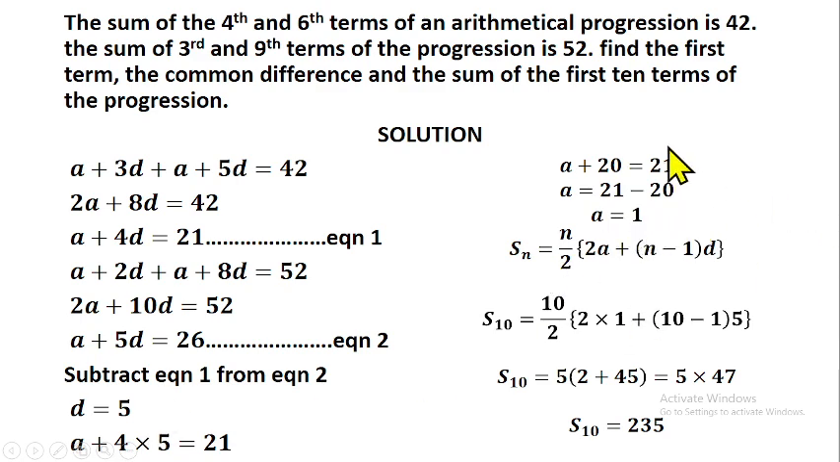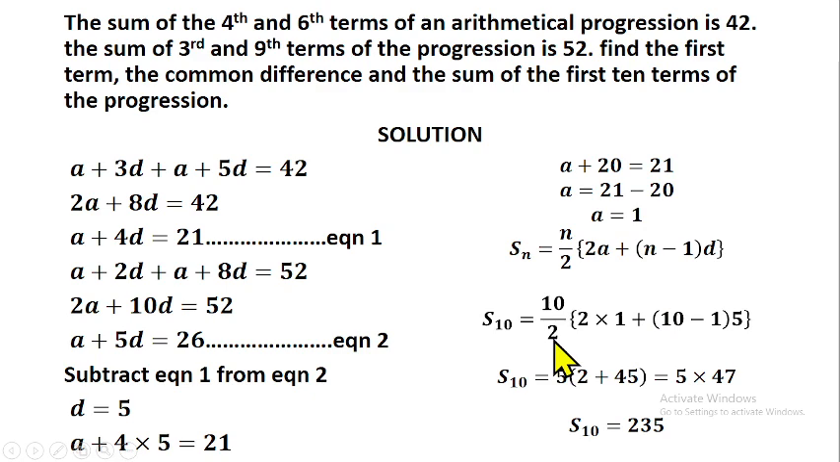Then from there, now that we know the first term and we know the common difference, we can find the sum of the first 10 terms of the progression. Sum of the first 10 terms. This formula will find the sum of terms in an AP, and we are summing 10 terms together. So S10, where n is 10, equals 10 over 2 into 2 times our A, which is 1, plus open bracket 10 minus 1 into D, which is 5.